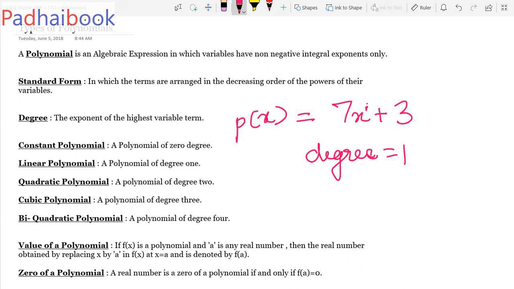Now this is called the linear polynomial. A linear polynomial can also be written in the standard form like this: ax plus b. This is the standard form of the linear polynomial, where obviously a cannot be equal to 0, because if it becomes 0, then it is no longer a linear polynomial.